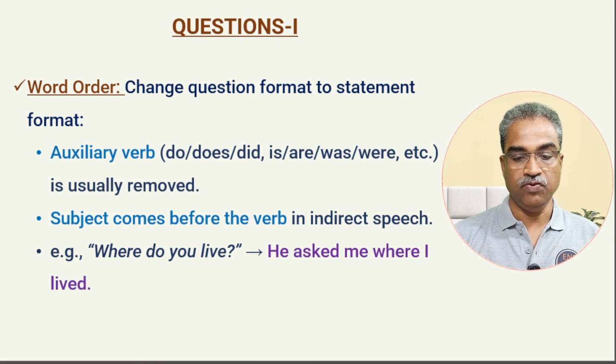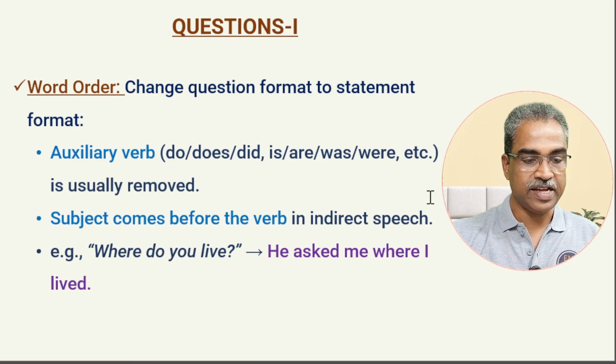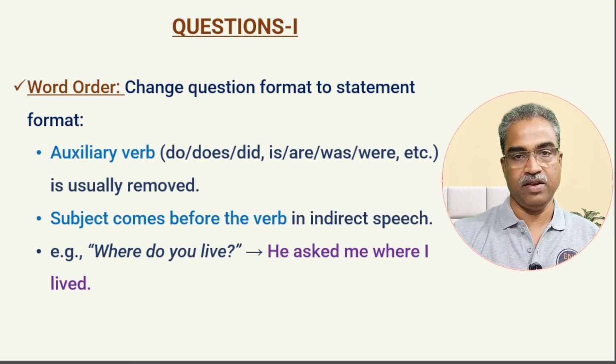The subject comes before the verb in indirect speech. For example, where do you live? Here, do is dropped out. So how will you change this one? Where do you live? We change it into: he asked me where I lived. I lived is a statement. Don't worry if you have not understood this part. Let's go to the next one and there I will explain.